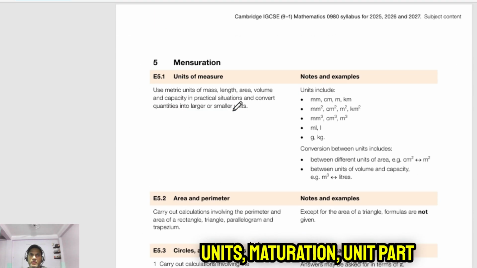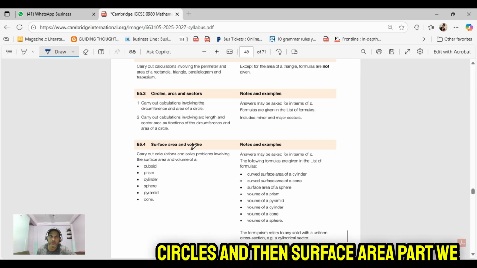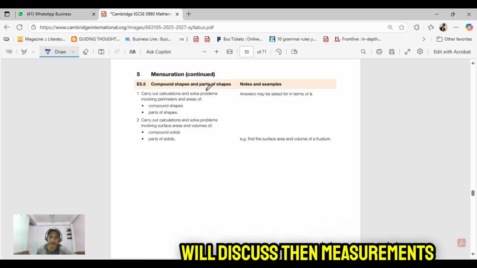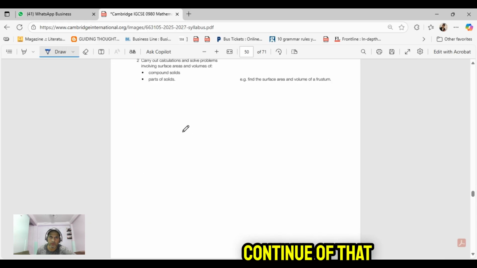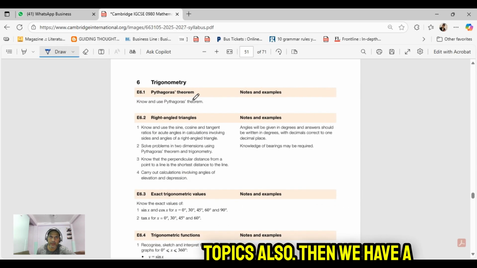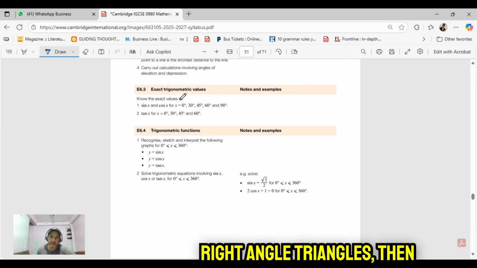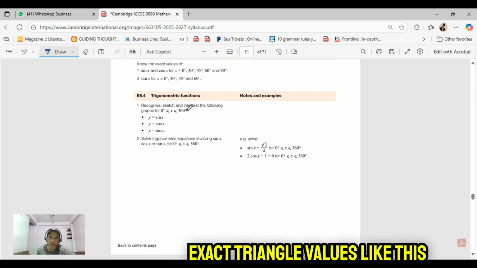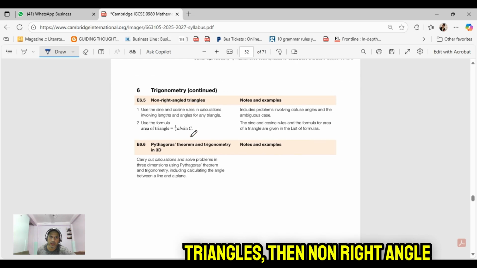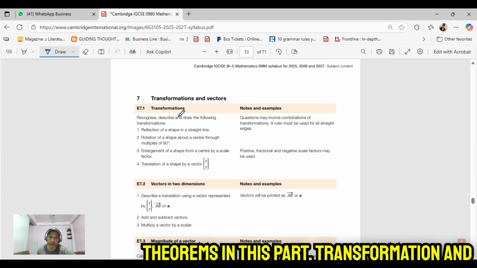Then units, mensuration, units part, circles. And then surface area part we will discuss. Then measurements continue of those topics also. Then we have trigonometry and Pythagoras' theorem, right-angled triangles, then exact trigonometric values, like for these triangles. Then non-right-angled triangles, and we will also see Pythagoras' theorem in this part.